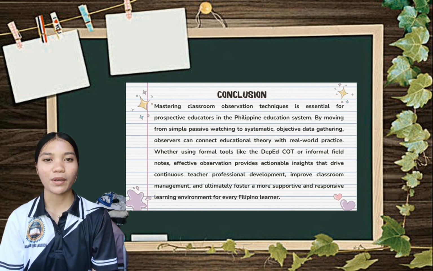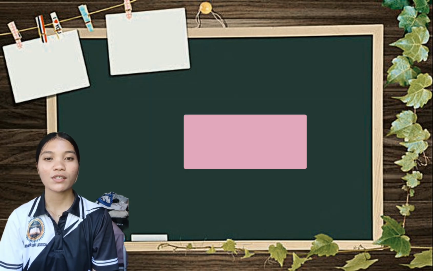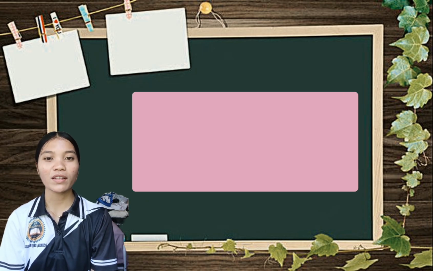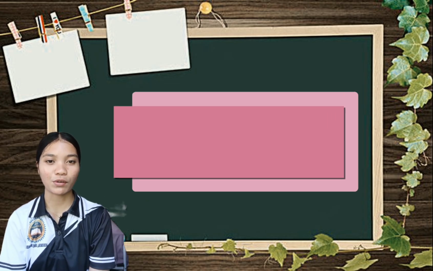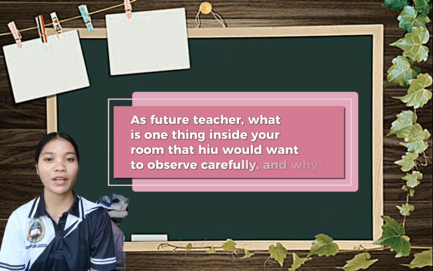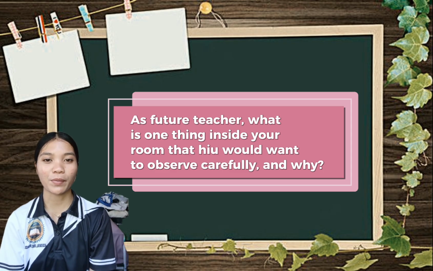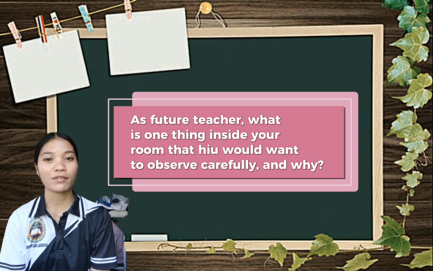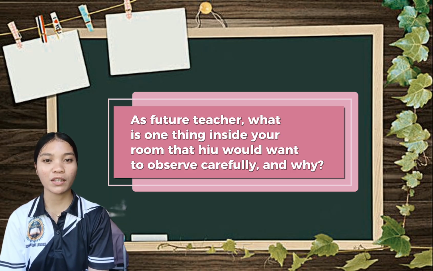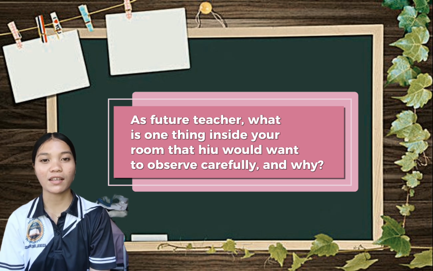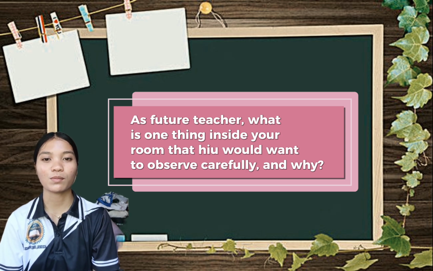So before I end my report, I would like to leave you with one question. As a future teacher, what is one thing inside your classroom that you would want to observe carefully and why? For me, I would choose student participation. It is because observing participation can help us determine whether every learner is being given an opportunity to participate, and that ends my discussion about observation techniques.